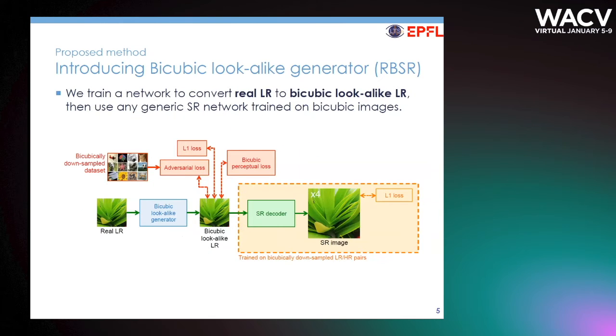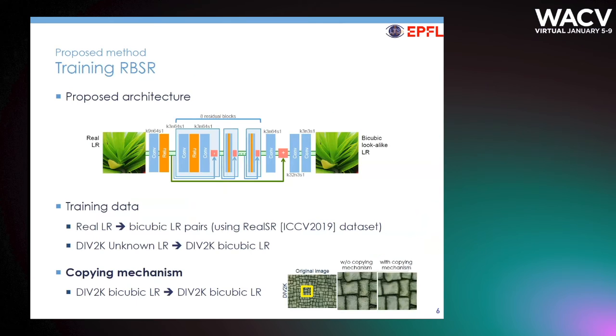An overview of our approach can be seen here. The real low-resolution image, for instance, a random smartphone image from a camera, goes through the bicubic lookalike generator, and then the output is what this image would have looked like if it was downsampled bicubically from its high-resolution counterpart. And then we use any generic SR decoder to get the super-resolved image. This is our proposed architecture for the bicubic lookalike generator.